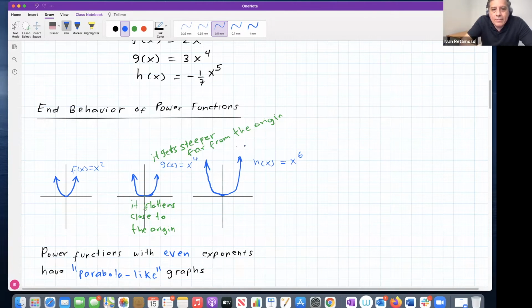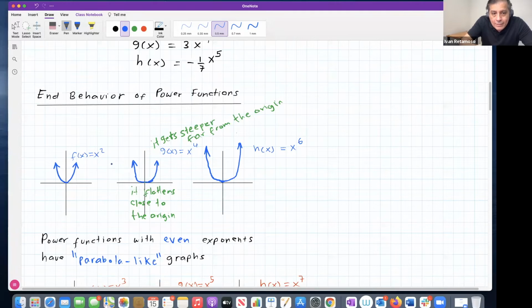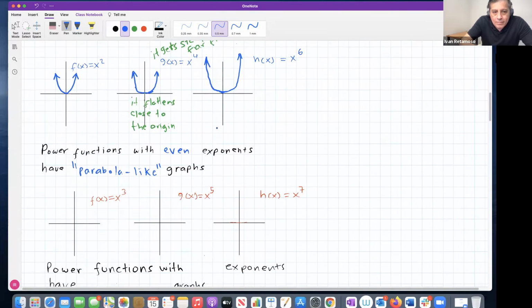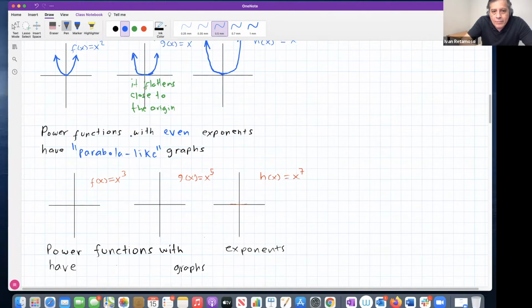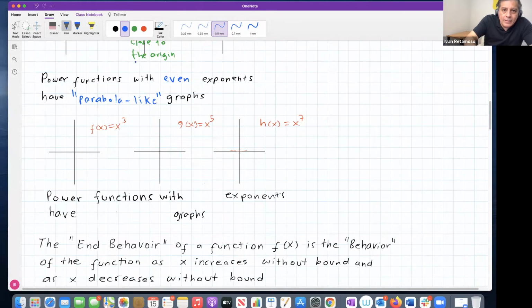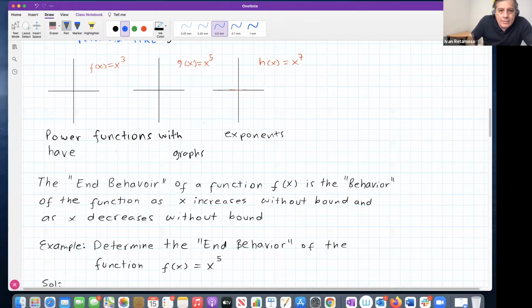All right, so this is the first group, right? When the exponent is even, this is what you should get when you graph these power functions. Now, the second group is this: power functions with odd exponents. What happens when the exponent is odd? Turns out the graph will now resemble a chair-like graph. Power functions with odd exponents will have chair-like graphs.